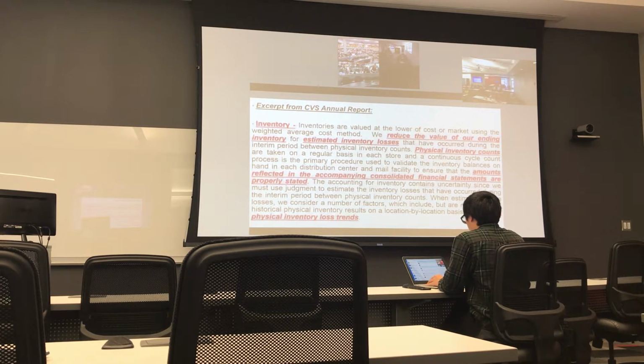I just highlighted some things to emphasize some of the points that I've been talking about. Reduce the value of our ending inventory for estimated inventory losses. So what do they do? They count the inventory, they total it up, and they say, well, you should have had $1 million, but you only have $950,000, so your $50,000 loss.